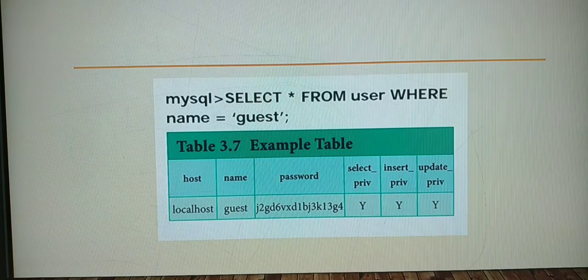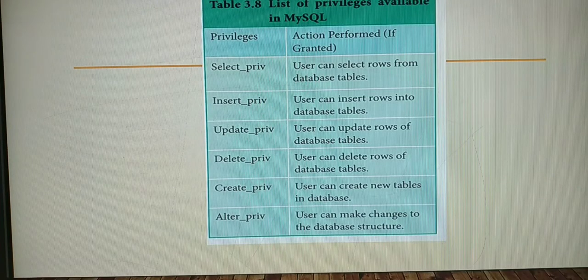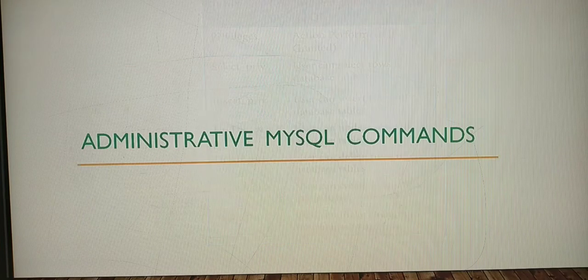And this is the syntax and example for the select command. Select star from user, where user is your table name, where some condition is to be satisfied. Yes, these are some of the privileges available under MySQL. The first one is the select privilege. Next one, insert. Next one, update. And the next one, delete and create. And the last, you can do alter. Alter means you can perform changes in the database structure.